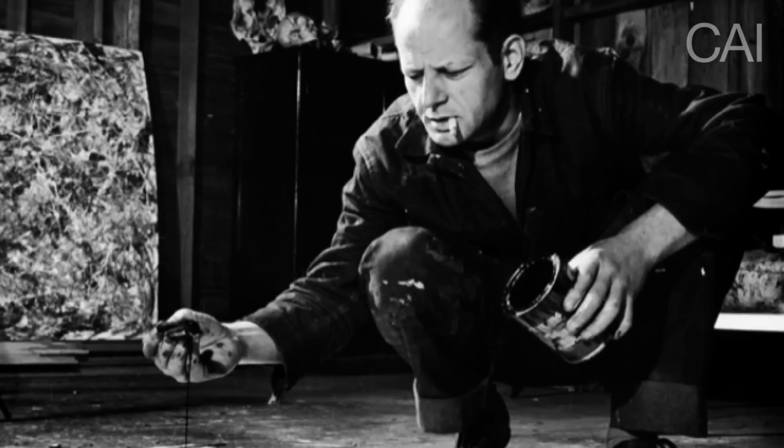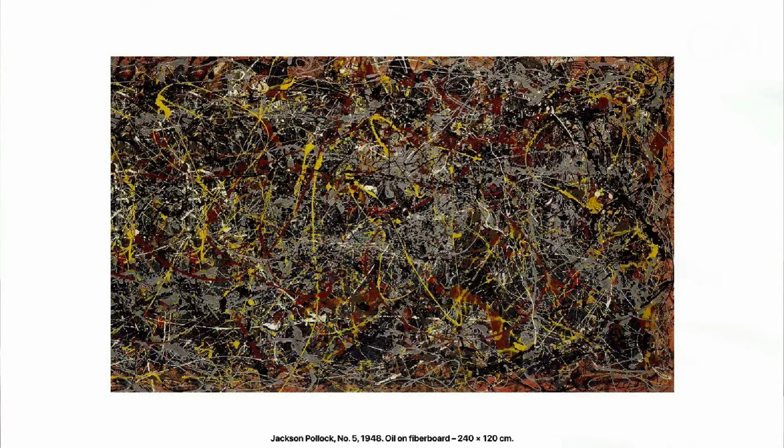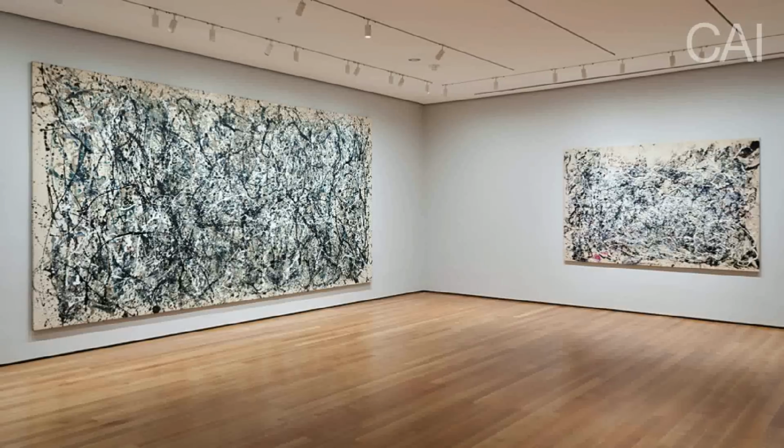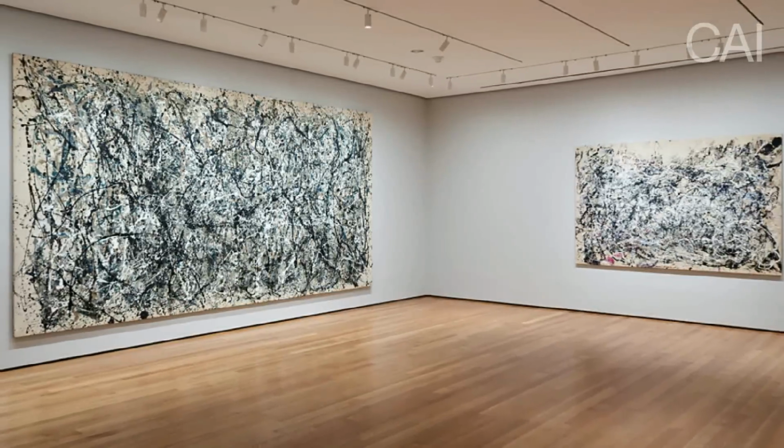Jackson Pollock was a true titan of abstract expressionism and one of the most famous American artists of the 20th century. He pioneered an acrobatic process which produced large-scale, gestural, all-over drip paintings, better known as action paintings.